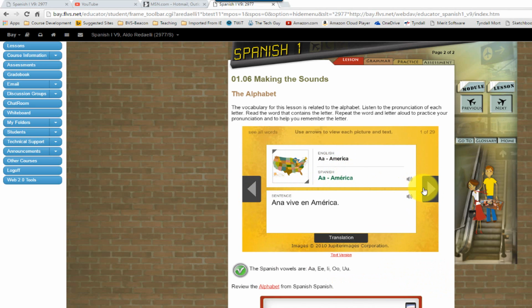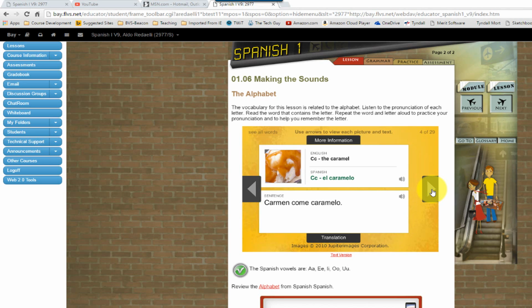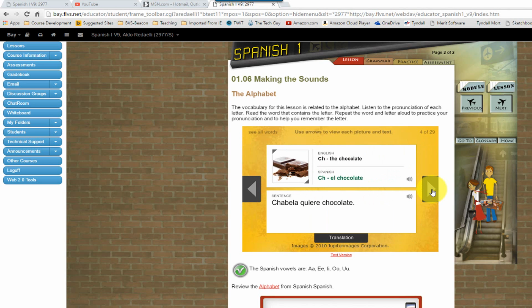So for example here it says America, in Spanish is América. Ana vive en América. Ana lives in America. Ball is bola. Berto tiene la bola de fútbol. Berto has the soccer ball. Carmen come caramelo. Carmen eats caramel. Chabela quiere chocolate. Chabela wants chocolate. And Daniel es dentista. Daniel is a dentist. El elefante es enorme. The elephant is huge or really big.